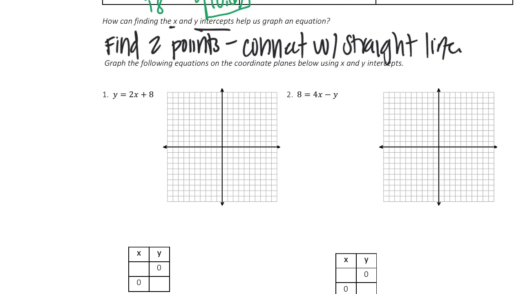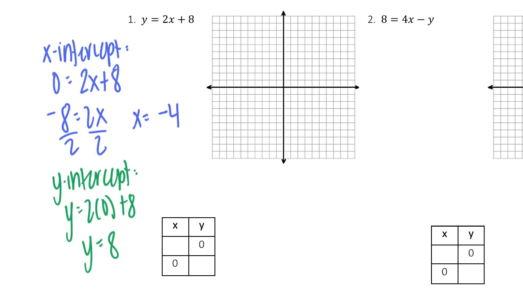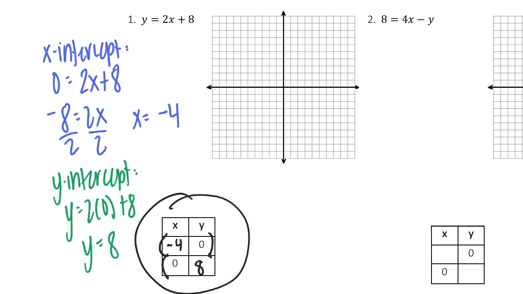So let's try it out with example number 1. Pause the screen and find your x and your y intercept. Check yourself. You should have gotten that your x-intercept was -4, your y-intercept was 8. We can fill it in this table down here. The x-intercept was -4, making our ordered pair -4, 0. Our y-intercept was 8, making our y value 8, and our x value 0.